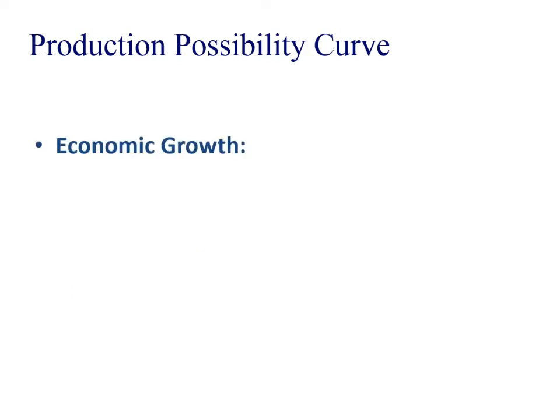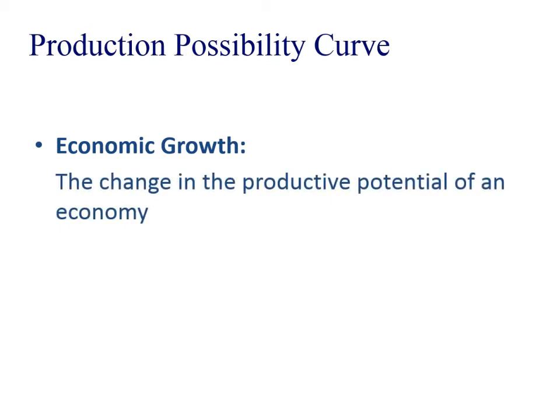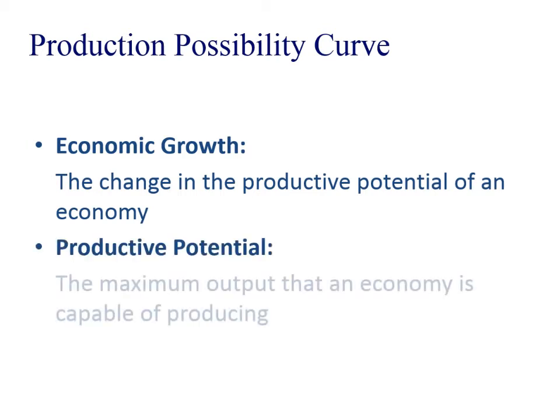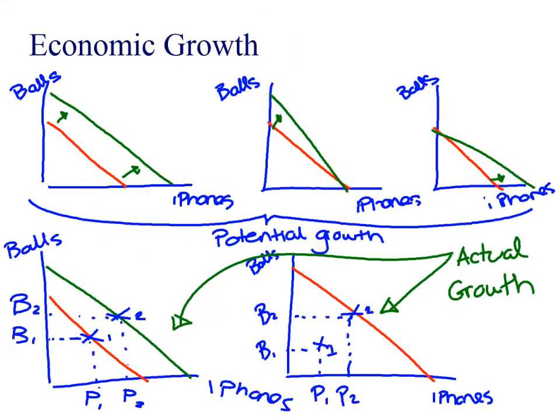For TVs. And then economic growth, it's a macro definition here, so it's a change in the productive potential of an economy, so it should be a positive change. And your productive potential is just the maximum output that you're capable of producing. So this relates back to PPCs because the maximum output, your productive potential, is basically just that line.